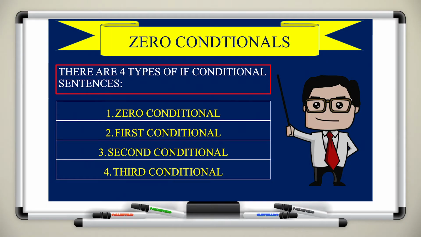Now let's take a look at the conditionals, okay? The conditionals are sentences that say, for example, if something happens, then this will happen. So they show a result of something. There are 4 types of conditionals: the zero, the first, the second, and the third. And we're going to take a look at all of them.